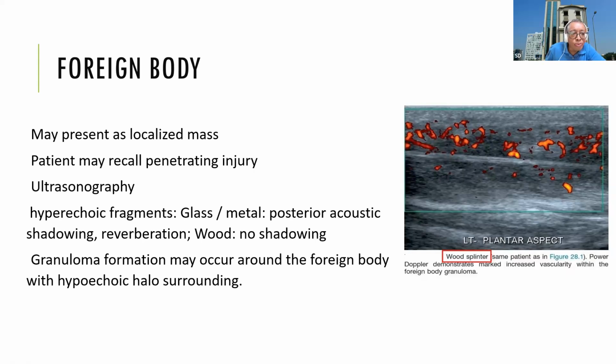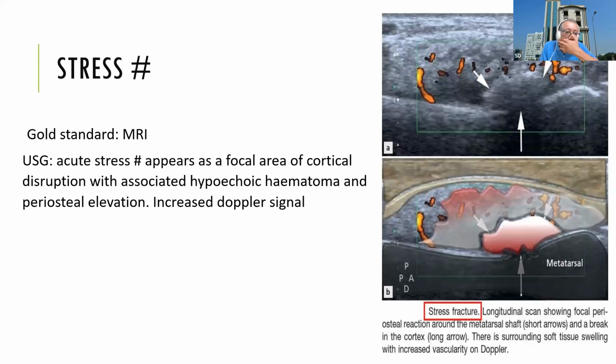Here you have to remember, all foreign bodies will be seen as a hyperechoic fragment. If it is glass or metal, then there will be posterior acoustic shadowing beyond that foreign body, or there can be reverberation artifact beyond it. But if it's wood, then there will be no artifact, no posterior acoustic shadow or reverberation beyond the foreign body.